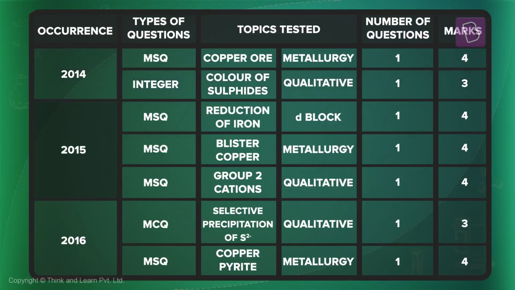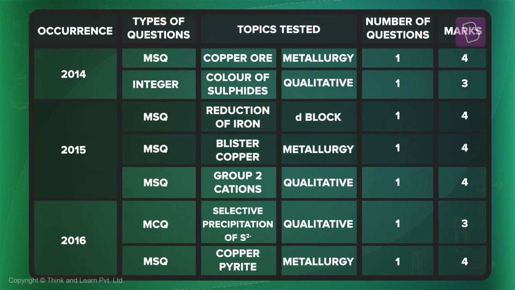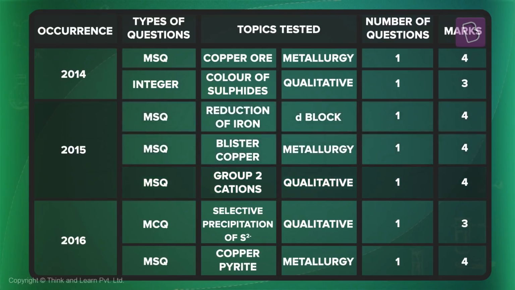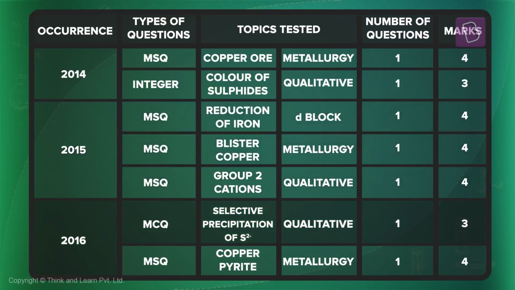2015, two MSQs, one from reduction of iron, this was D block, and the other on blister copper, which is metallurgy. 2016 or 2015, there was another question. Group 2 cations, qualitative idea from there. 2016, an MCQ from the selective precipitation of the sulfate and another ion was there. That's again qualitative. So a lot of qualitative questions being tested with a few metallurgy and D block also interspersed in between.